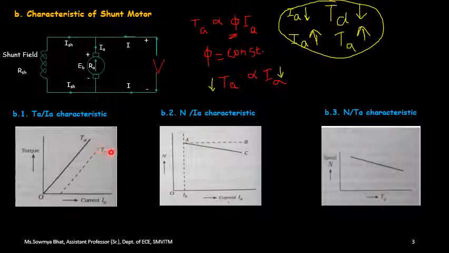And again, if I want to draw the characteristic for Tsh, that is shaft torque versus armature current, it is slightly lesser when compared to the armature torque, and hence you will get a graph like this, which is represented in terms of a dotted line.